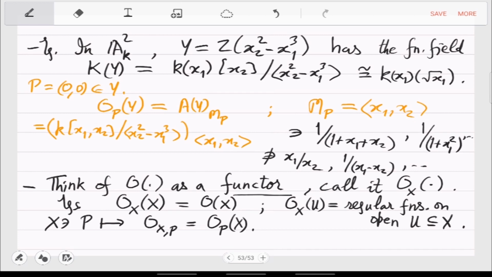Is that clear? So, I am changing the notation a bit here. I am changing it to O_X dot. So, you can apply O_X either on everything, or you can apply it on an open subset, or you can apply it on a point. Okay, these are basically two kinds of applications. So, this functor is key in algebraic geometry.